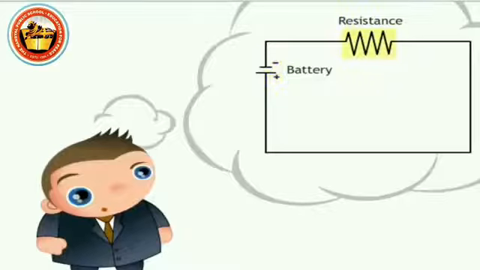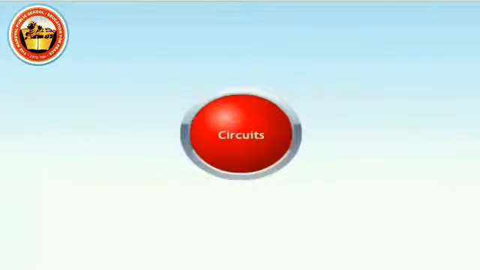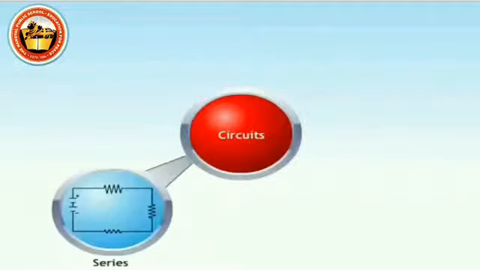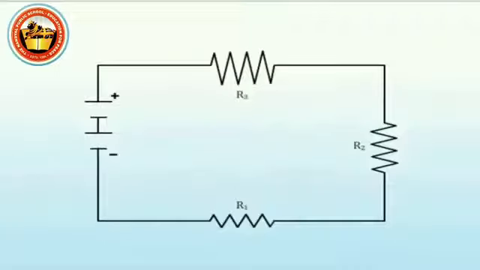Coming to a circuit with a battery and resistors, it is possible to find the potential difference, resistance and current. If there is more than one resistance, we have to find the equivalent resistance. Circuits are of two types, series and parallel. Series means end-to-end connection, parallel means all positives at one end, all negatives at one end.